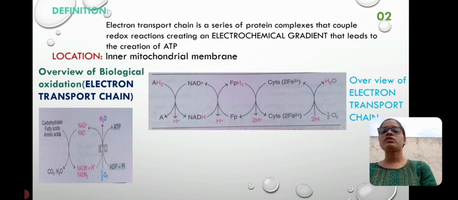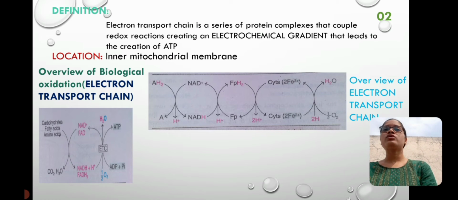Electron transport chain definition. Electron transport chain is a series of protein complexes that couple redox reactions, creating an electrochemical gradient that leads to the creation of ATP. Simply we can say that the electron transport chain includes 5 complexes, which are important for the transfer of electrons in that chain and result in the formation of an electrochemical gradient, and that electrochemical gradient is important for oxidative phosphorylation, that is ATP synthesis.